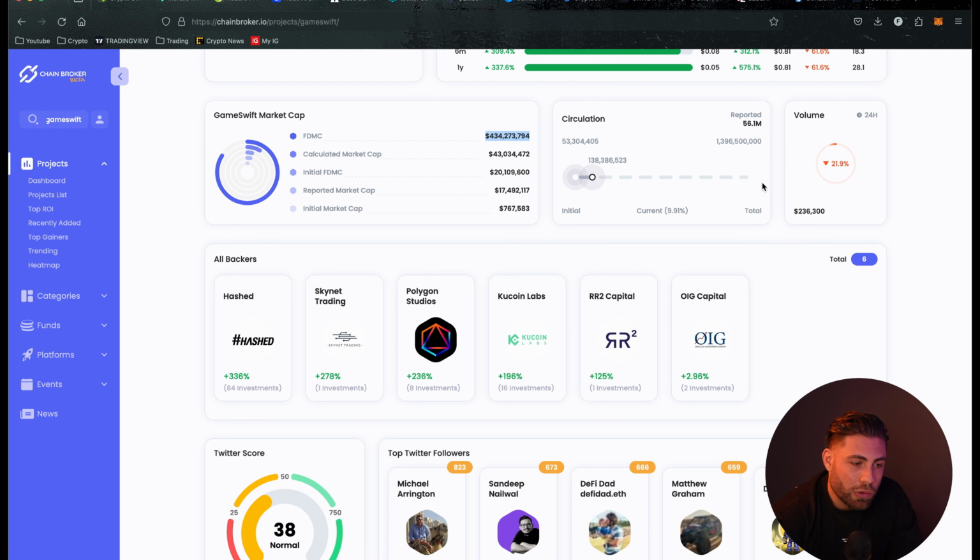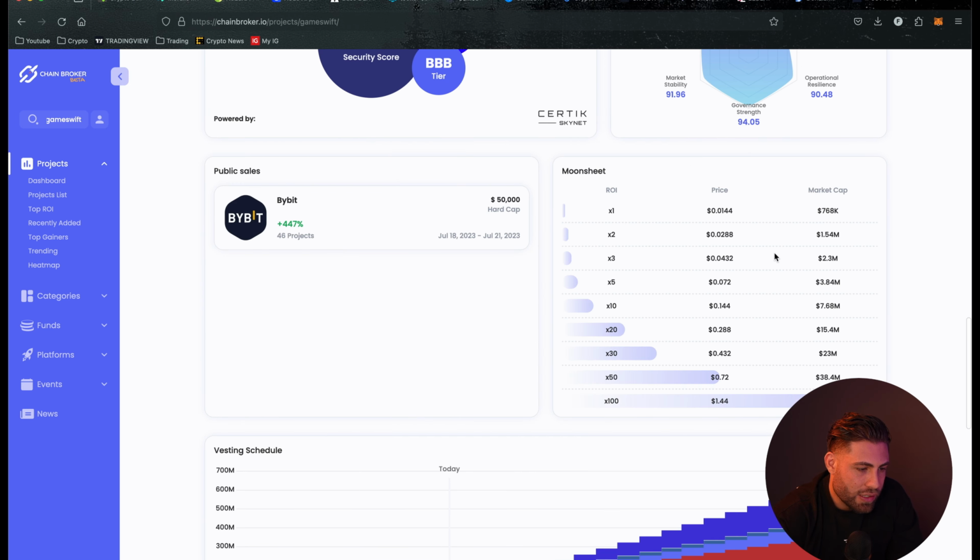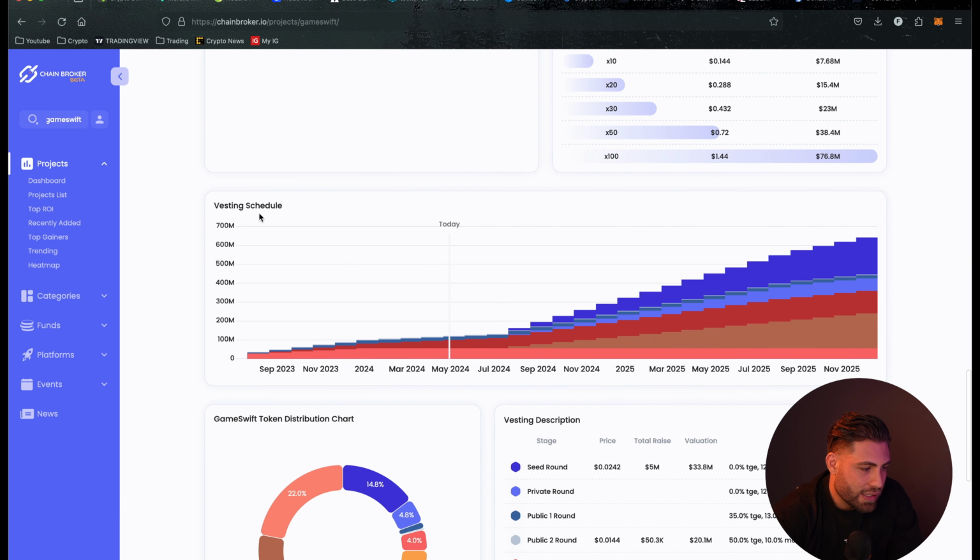So the next thing I want to look at is, okay, when are they going to be unlocked? If I go down here, I will come back to a lot of this information up here later. You can see the vesting schedule. We're currently in May 2024. Pretty much it's a very slow, steady release. The main unlocks are going to start from July 2024. Only a few months from now, it's really going to start ramping up and we're going to start getting a lot of unlocks.